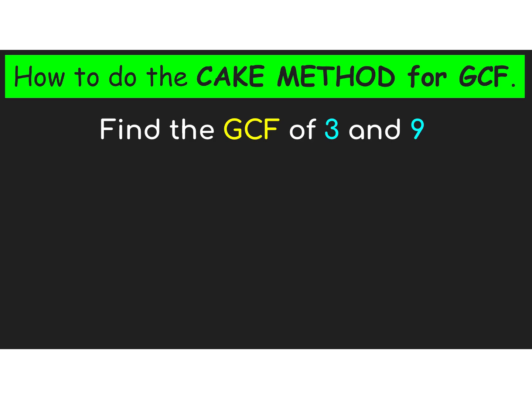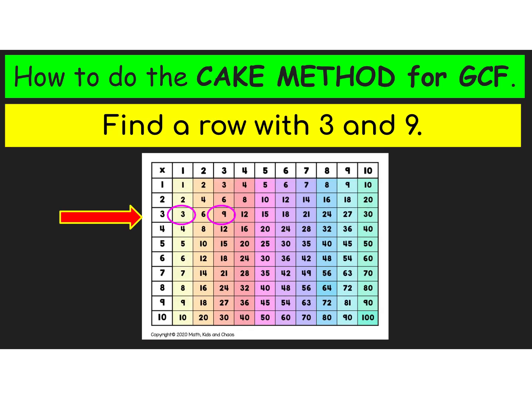All right, so tonight we're going to talk about the cake method and how we use it for the greatest common factor. So first thing we can do, if you do not know, is use a times table chart. To use the cake method, we find a row that has 3 and 9 both, and then we look at where that goes and where it ends. So I would say 3 is what I'm going to divide, and they're divisible by 3.